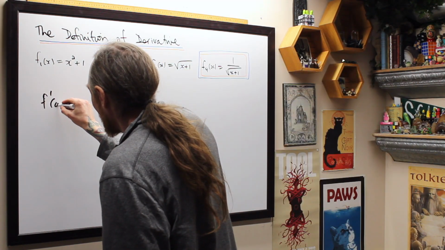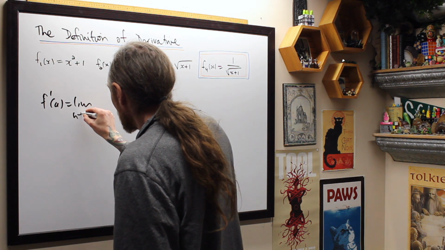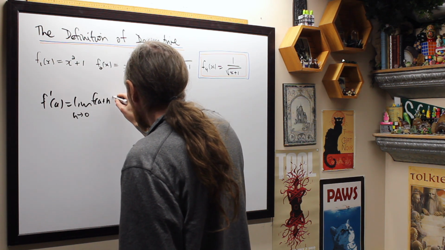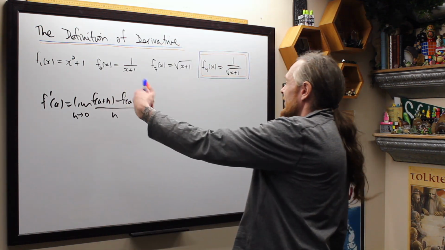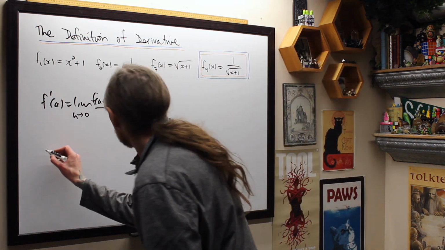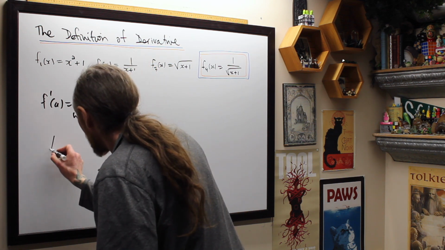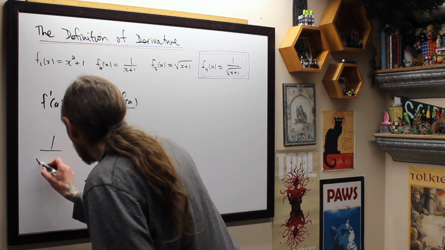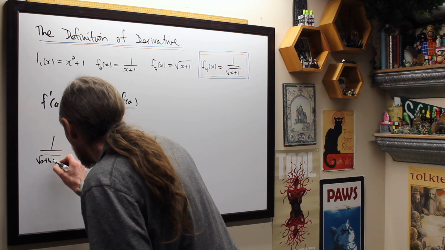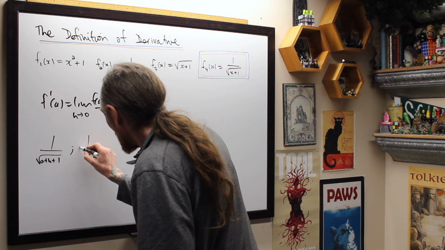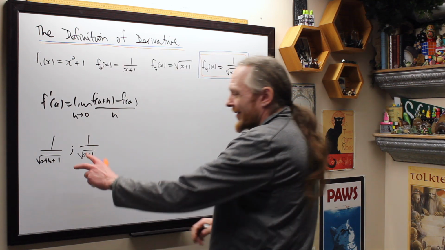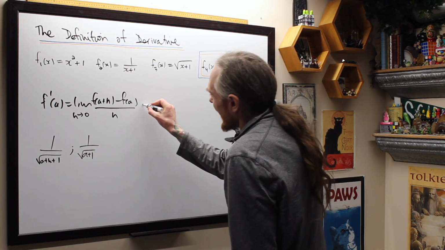F prime of a is equal to the limit as h approaches 0 of f of a plus h minus f of a, over h. I regurgitate the definition. I put these values in for this expression specifically, which is a tongue twister: the square root of a plus h plus 1. And that's f of a plus h, and then I also need 1 over the square root of a plus 1. Now that I can see that those are the pieces I need, I can put that in here.